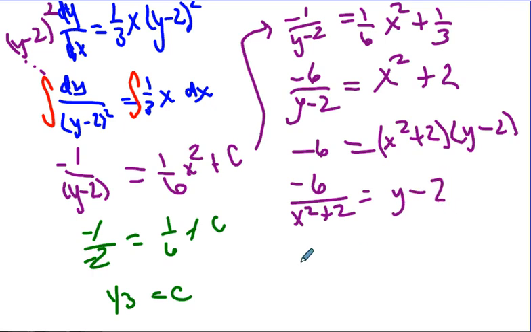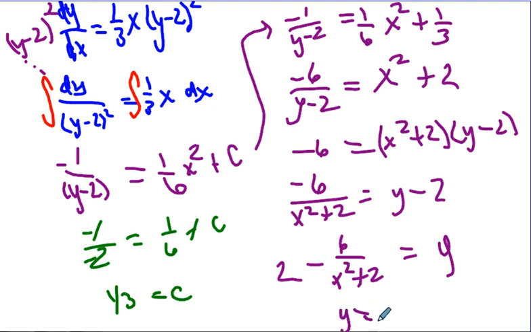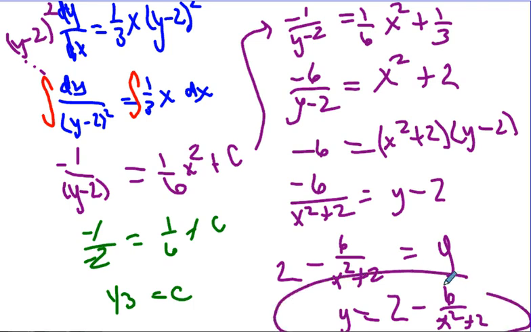And then I'll add 2 to both sides. So 2 minus 6 over x squared plus 2 equals y. And I could write that the proper way. So y equals 2 minus 6 over x squared plus 2. And that would be your final answer.